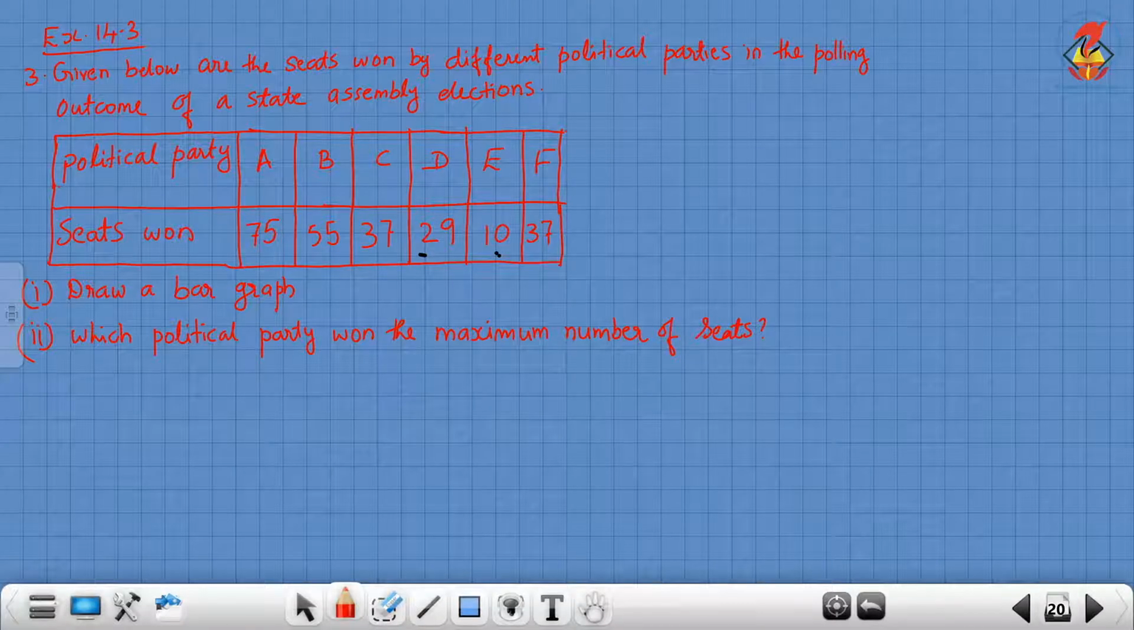Let us consider one question, exercise 14.3, question number 3. Given below are the seats won by different political parties in the polling outcome of a state assembly election. Political party A, B, C, D, E, F. Seats won 75, 55, 37, 29, 10, 37. The political party's name should be marked on the x-axis, then seats won marked on the y-axis. Draw a bar graph. Which political party won the maximum number of seats?